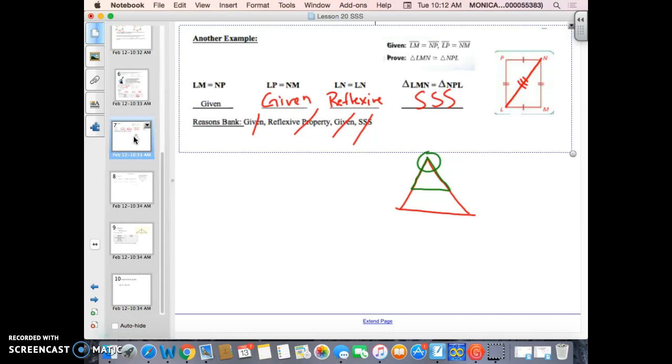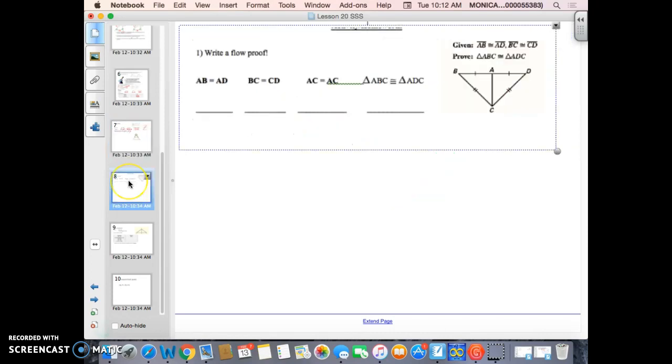Again, this is a flow proof because one flows to the next, and you'll see it written a couple different ways. Once again, we're given another flow proof. This is our information that's given. You'll notice I don't have the word bank here, but it's probably going to be about the same.